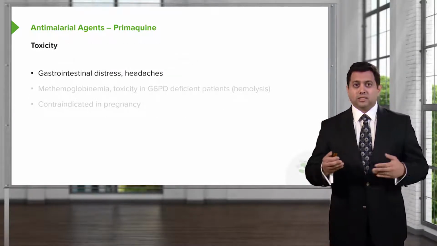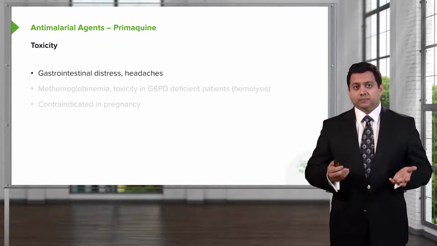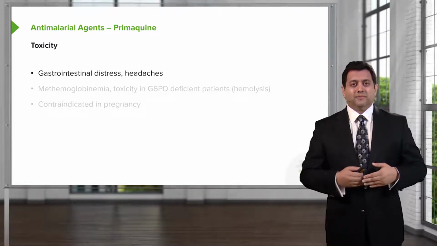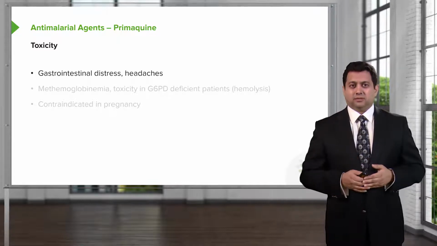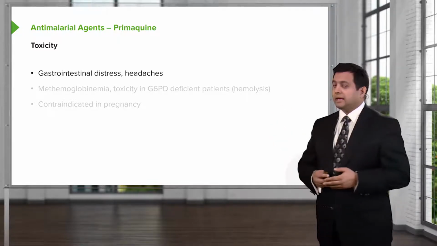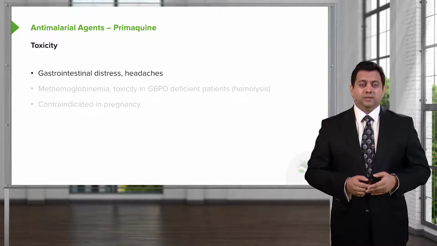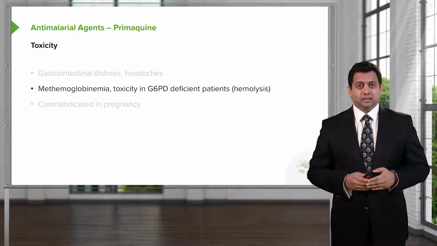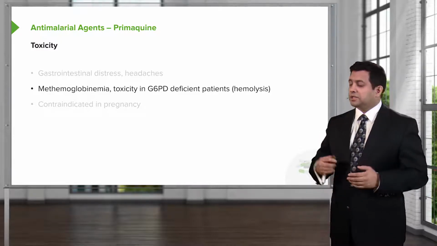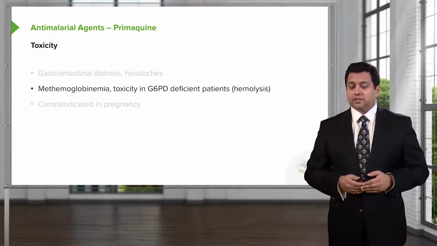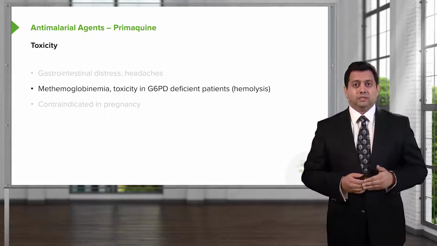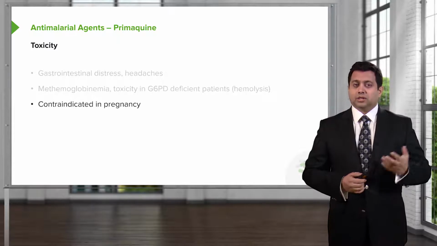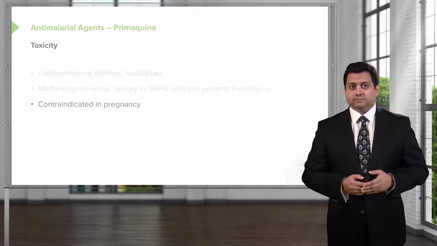In terms of toxicity of primaquine, most of the patients who complain of symptoms will complain of GI distress, most often abdominal cramping and a sense of fullness. Some patients may also develop headaches while they're on this medication. Something you have to be very aware of is you can cause a methemoglobinemia. And also, in patients who have glucose-6-phosphate dehydrogenase deficiency, you have to be aware that you can precipitate a hemolysis in these patients. Primaquine is contraindicated in pregnancy.